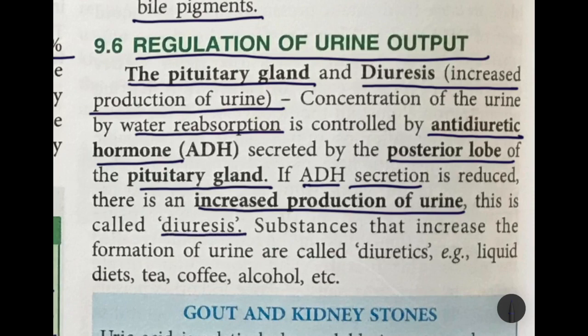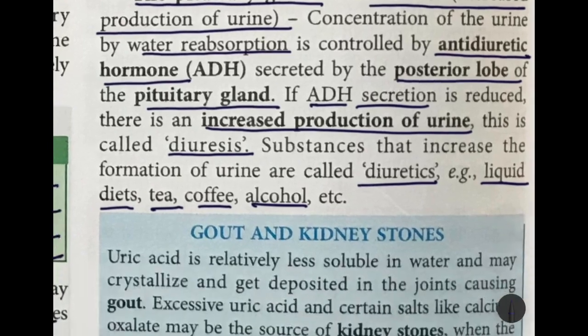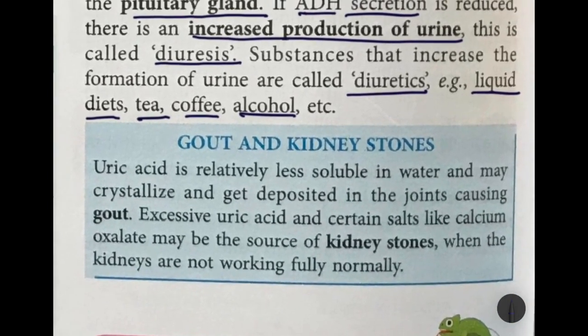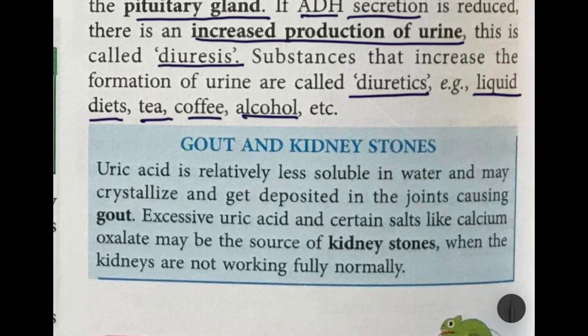Substances that increase the formation of urine are known as diuretics, like liquid diets, tea, coffee, alcohol. Okay, so these are diuretics which cause more water to excrete or more urine to be produced.